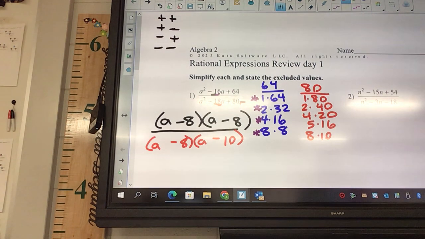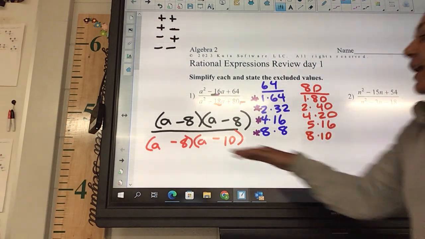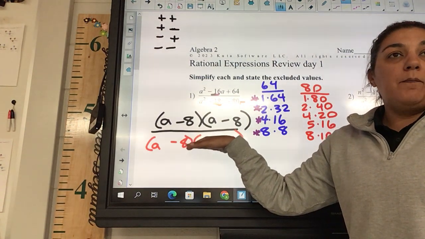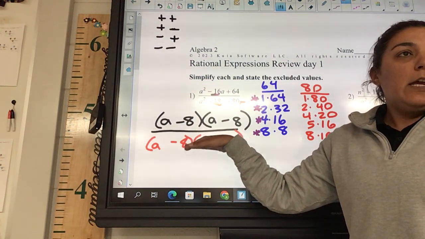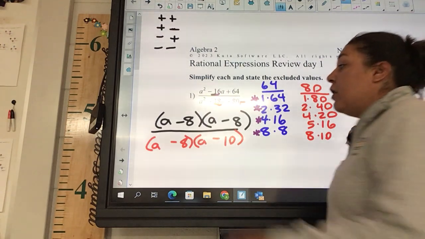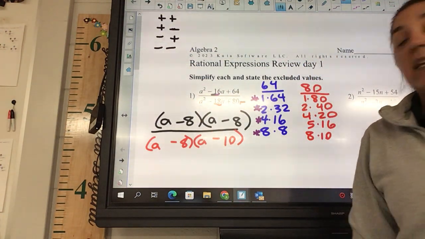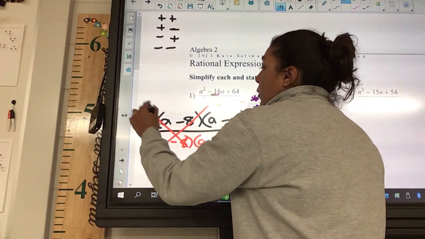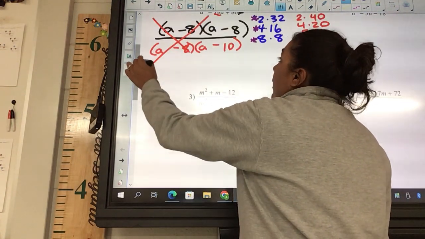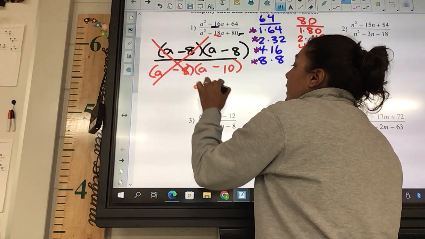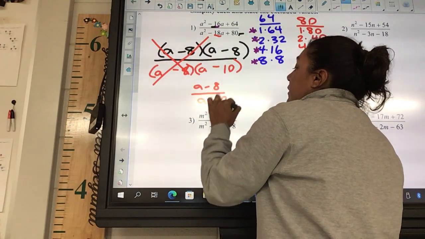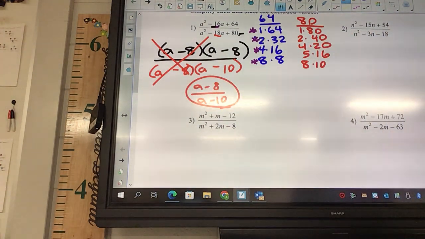Where you're going to see some differences is, see how this says A minus 8 on the bottom? And up here it says A minus 8. So we can cross those out. But you do need to be careful. If one says plus 8 and the other minus 8, you can't cross those out. They have to be exactly the same. So what we're left with is just A minus 8 over A minus 10. That's our legitimate answer.